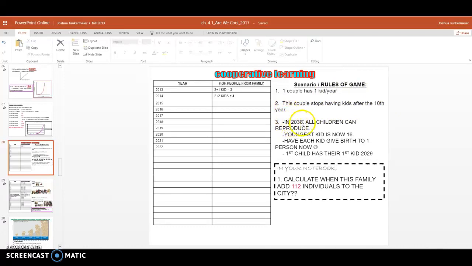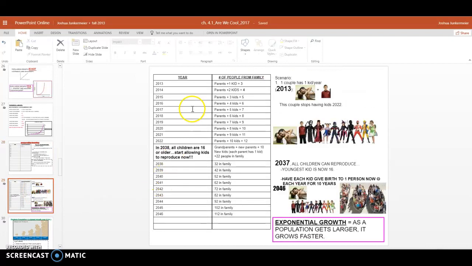Listen to this. It says, in 2038, all the children they have can reproduce. So by 2038, all their children will be old enough to have kids of their own. And if each of their kids have kids when they're 16, the question is, how long would it take this family to reach 112 people if their kids had babies as soon as they could every year? Think about this. This is what it would look like.